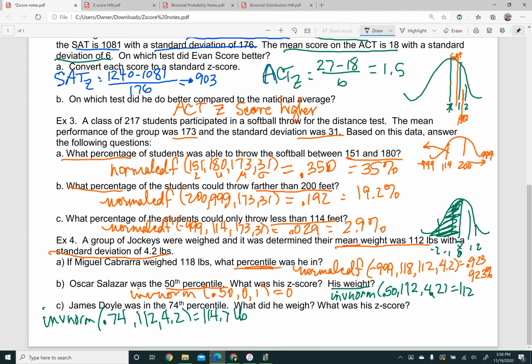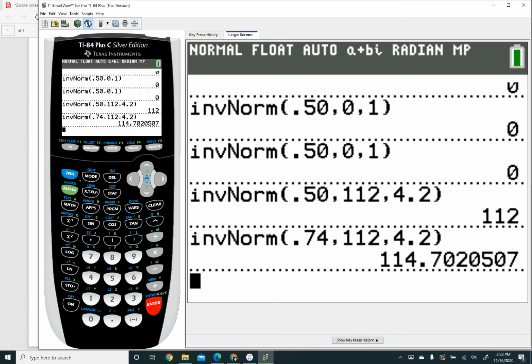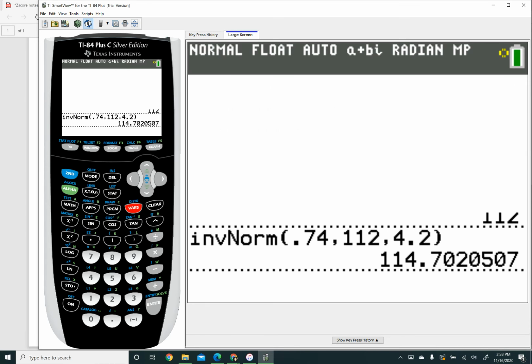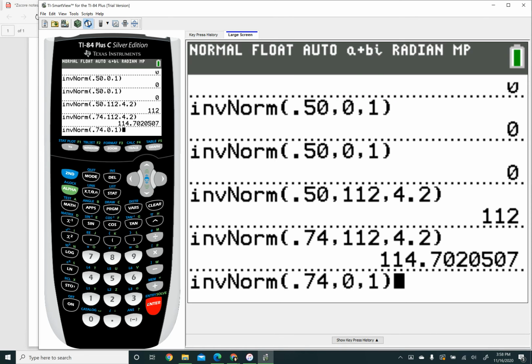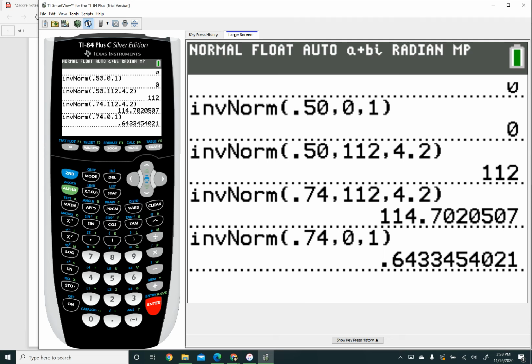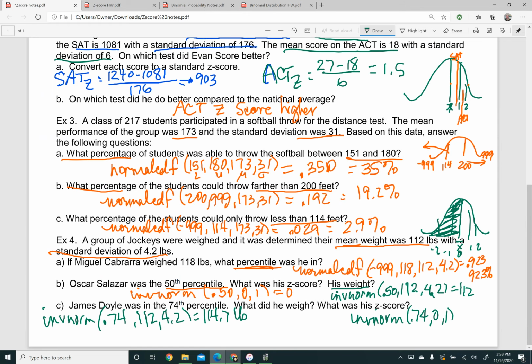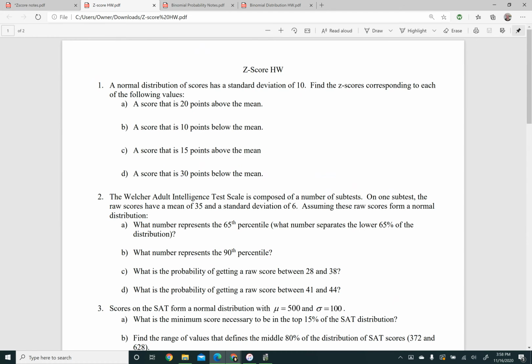If I want to know his z-score, I would inverse norm that 0.74 and I would use 0 and 1. So 0.64 would be the z. Now, look at your homework real quick.